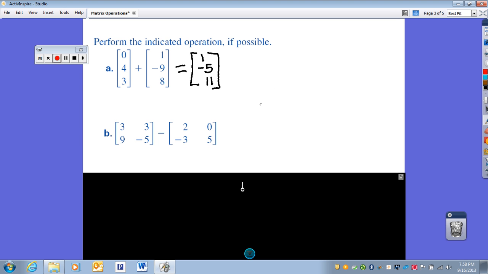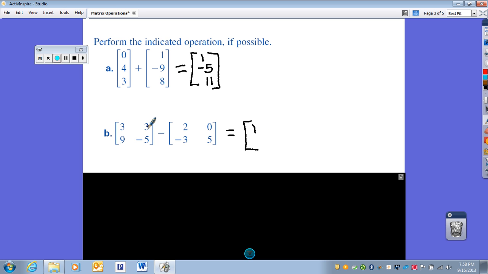Let's take a look at the next example. The first thing we need to do is make sure our matrices are the same size. Both of them are 2 by 2, and our result will then be a matrix that is the same size, a 2 by 2. When we subtract these two matrices, we subtract their entries. So we take 3 in the upper left-hand corner and subtract 2, which is in the upper left-hand corner of this matrix. 3 minus 2 is 1, and it goes in the same position.